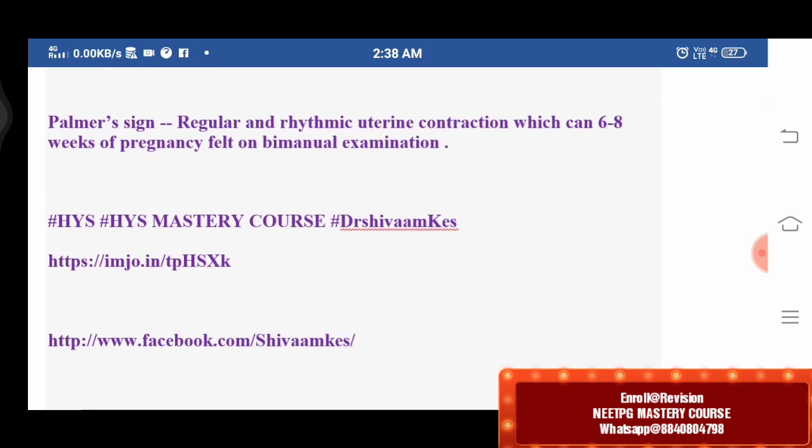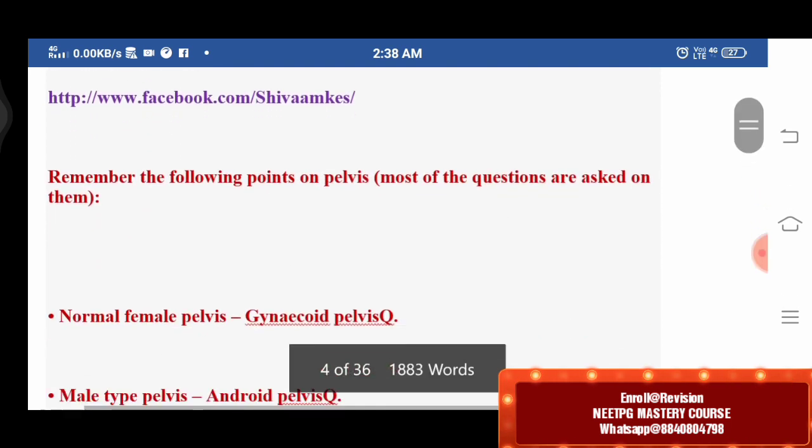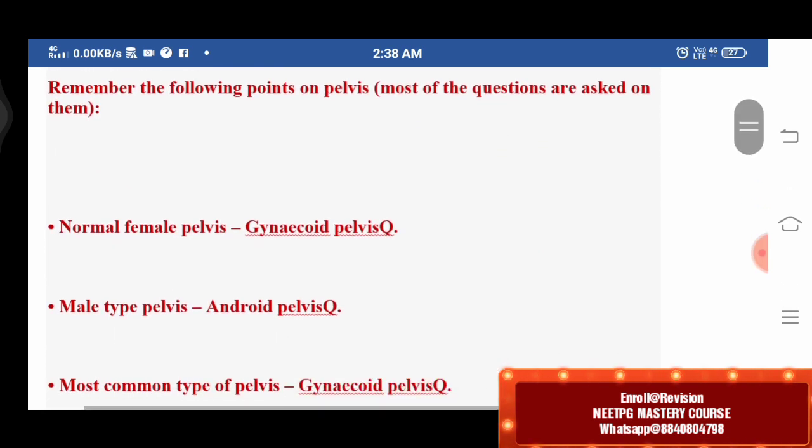Now Palmer sign is just regular or rhythmic uterine contraction, which you can see between 6 to 8 weeks of pregnancy, and again it is felt on bimanual examination. So these were some common signs which are seen in pregnancy. Moving to the important points from pelvis.